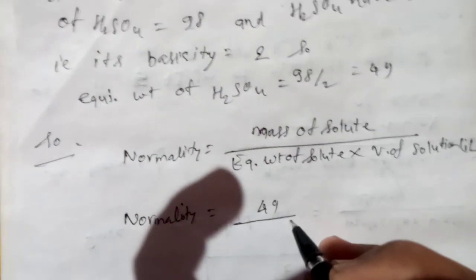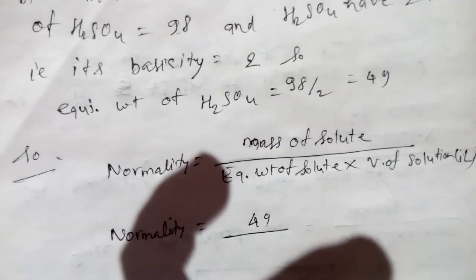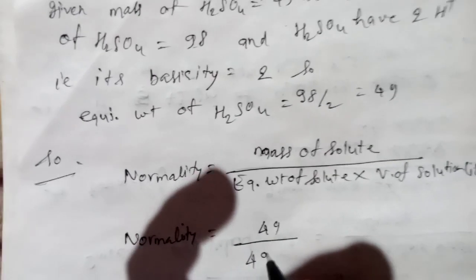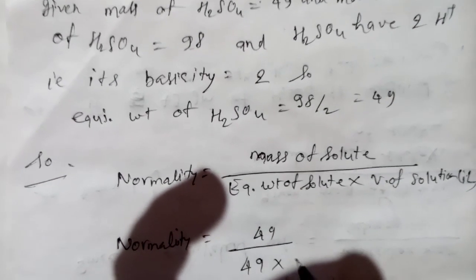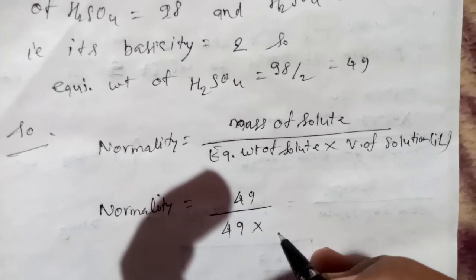So normality is equal to mass of solute, which is given 49 gram of H2SO4, and we have evaluated the equivalent weight of H2SO4 is 49 and the given volume of solution is 500 ml. Note student, here volume of solution is 500 ml, not in liter.